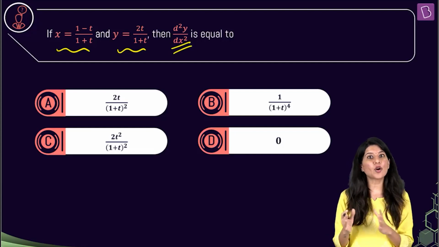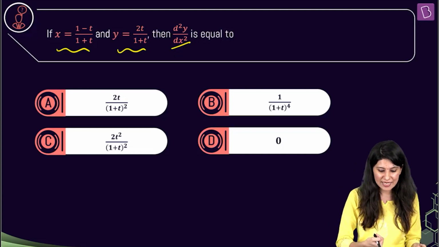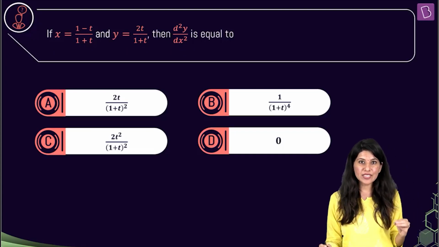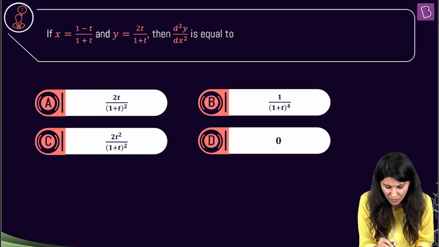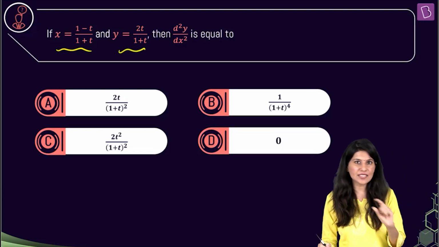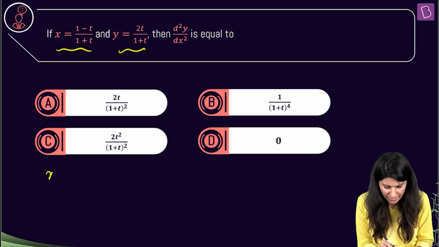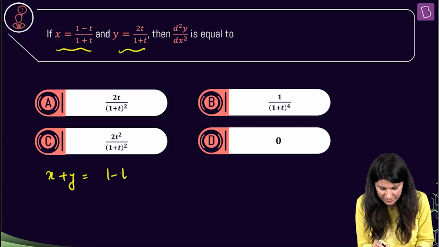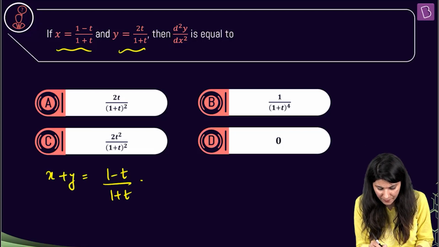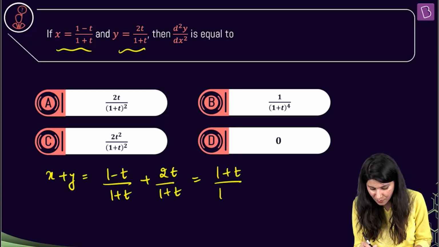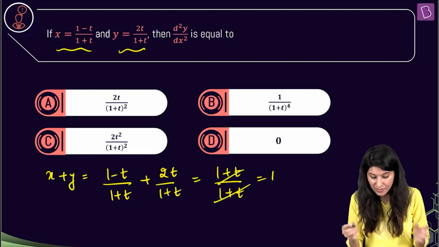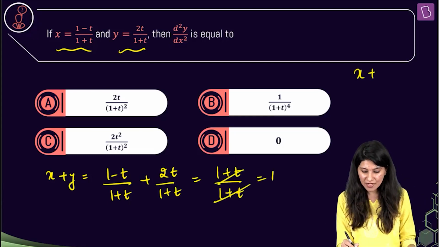In fact, higher order parametric differentiation, but there is a little catch. We don't need to complicate this problem much more. In fact, if you add x and y, what do you get? That is a little observation over here. (1 minus t) whole upon (1 plus t) plus 2t whole upon (1 plus t), that would be equal to (1 plus t) whole upon (1 plus t). X plus y surprisingly is coming out as 1.